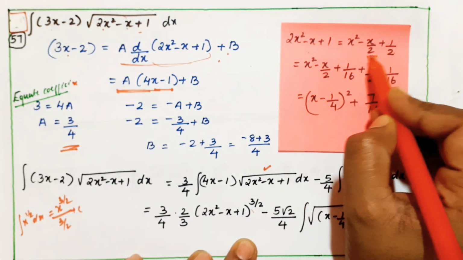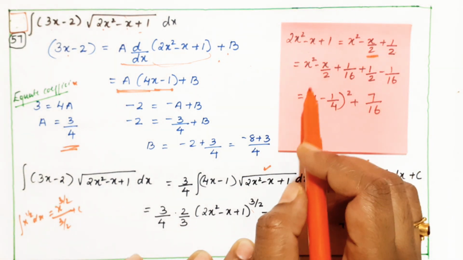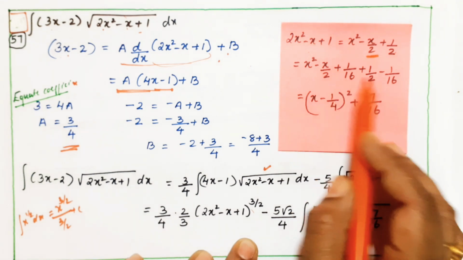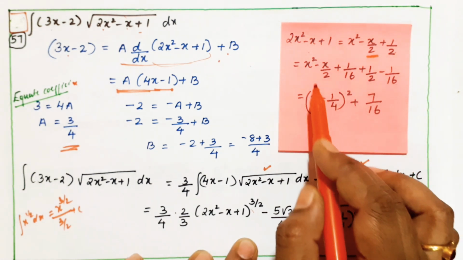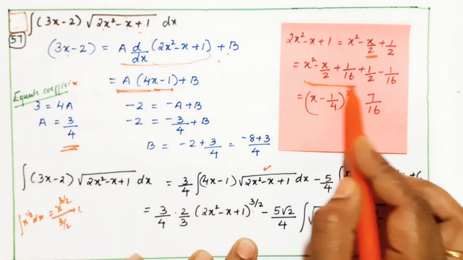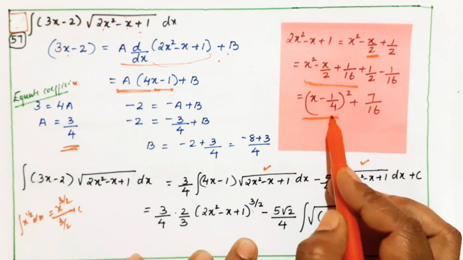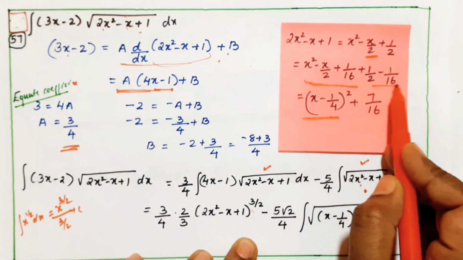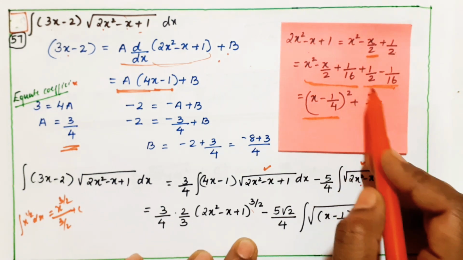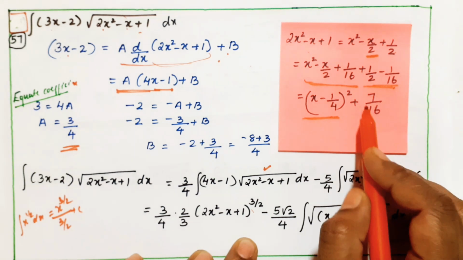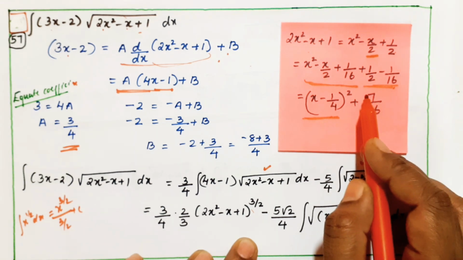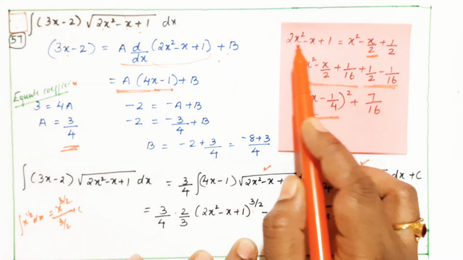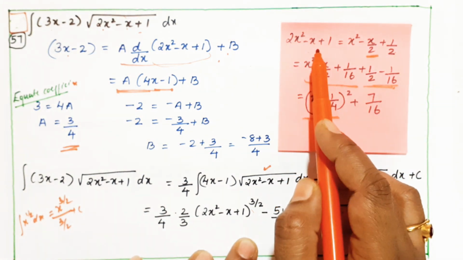If you see this term, your mind should work in the idea that we have to write it in the form of a plus b the whole square or a minus b the whole square. So, I am adding and subtracting 1 by 16. If you are adding and subtracting 1 by 16, you can write this as x minus 1 by 4 the whole square plus these two terms, which gives 7 by 16.